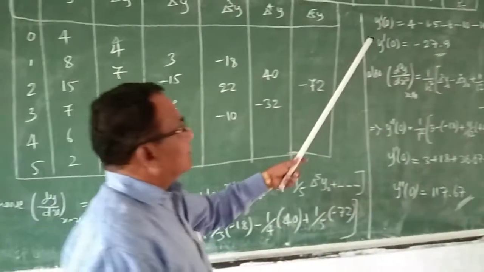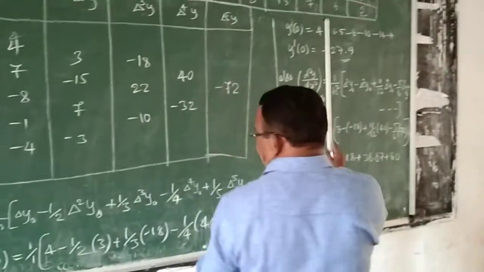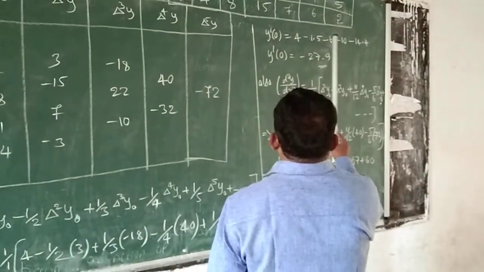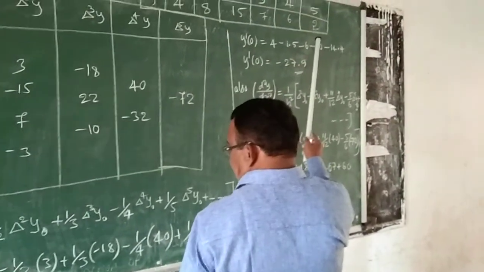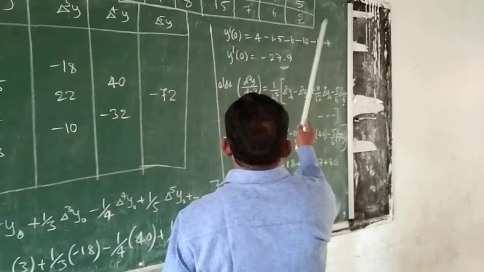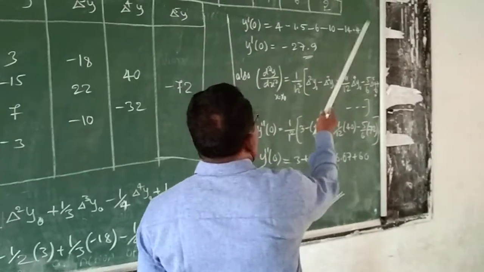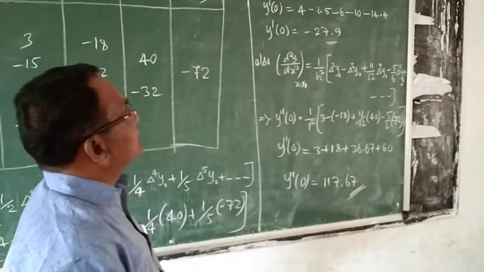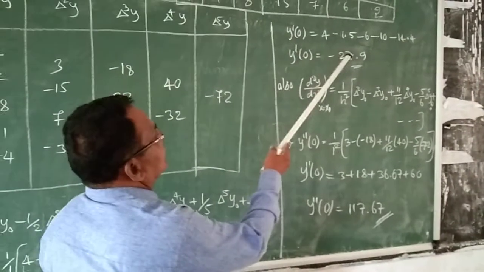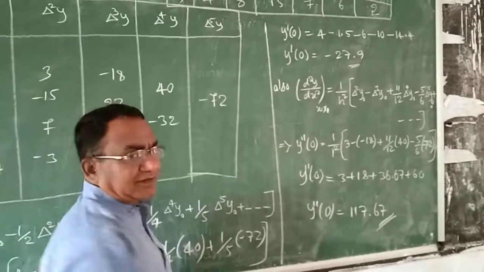Simplifying this, first term 4, second term minus 1.5, third term minus 6, fourth term minus 10, fifth term minus 14. The overall value is minus 27.9.